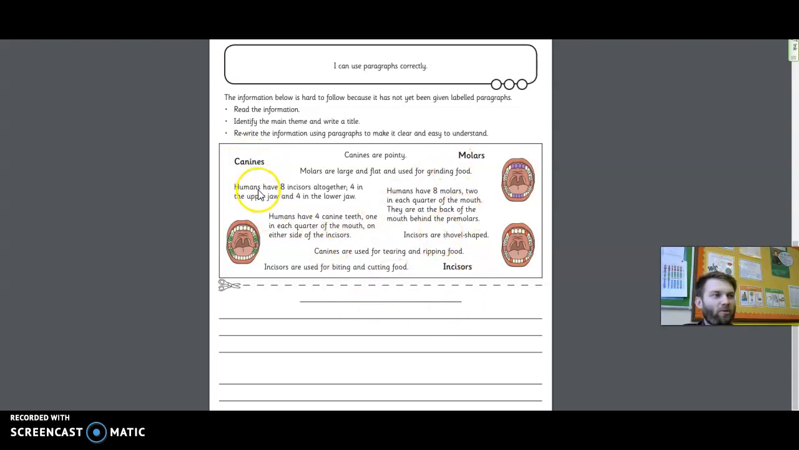So you've got to read those paragraphs, read this information and put it into the right paragraph. That will help you when it comes to forming your own paragraphs slightly later in the week.